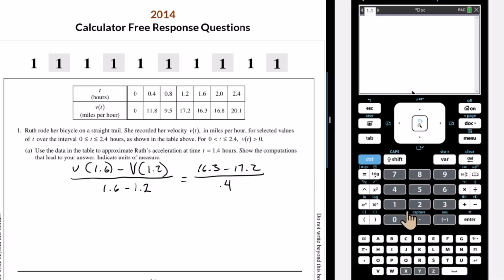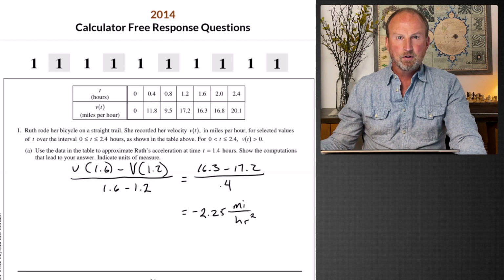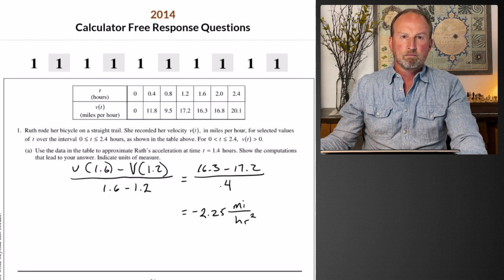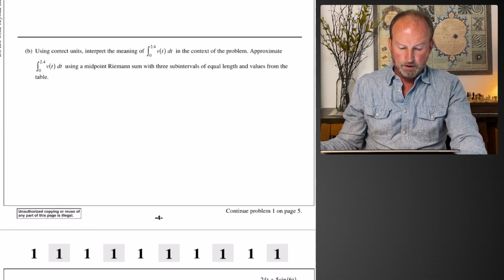Jump over to the calculator, and I get 16.3 minus 17.2. Hit equals, divided by 0.4. And I get a negative 2.25. Show the computation that leads to your answer. Done. Indicate the units of measure. This velocity is miles per hour, so this will be miles per hour squared. Okay, question 1A, all done.